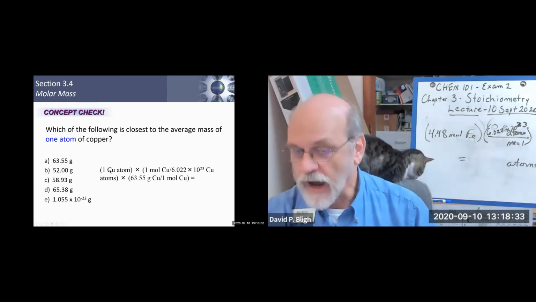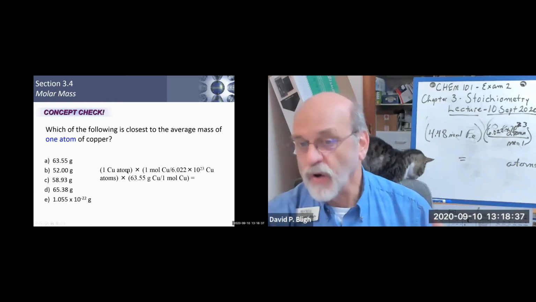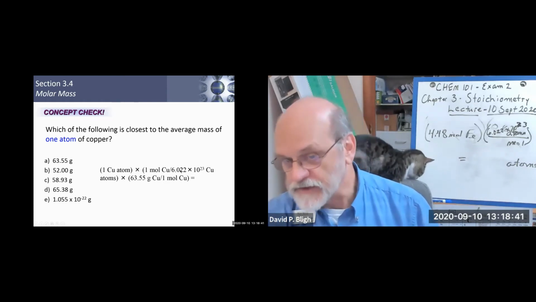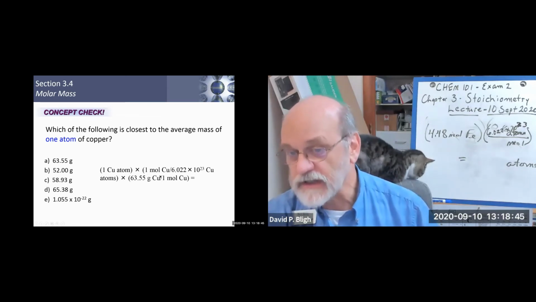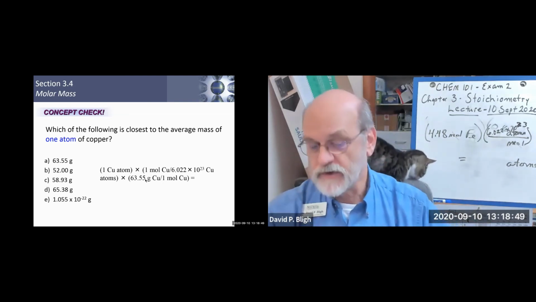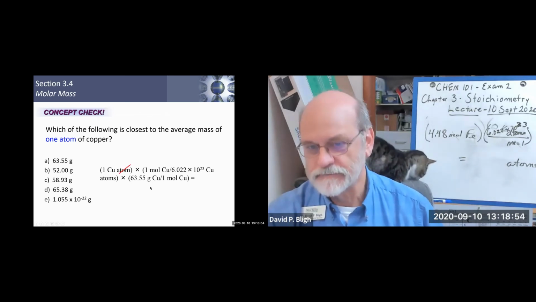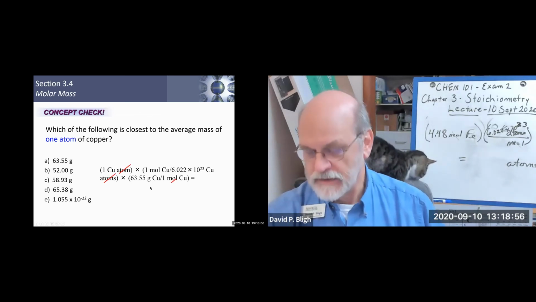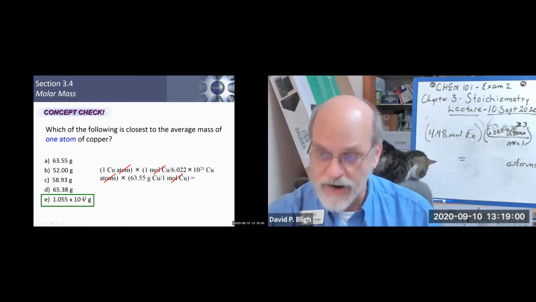You've got one copper atom, and how many moles of copper atoms do you have? Well, this is so many copper atoms per mole. So the atoms cancel and leave you with moles. Then you can convert moles to grams using the molar mass of copper, right? Units cancel, and you're left with that value for your grams.